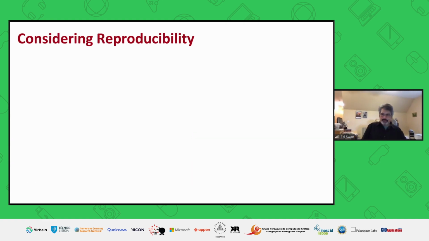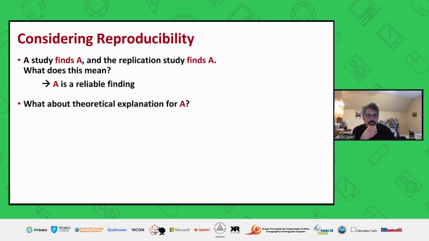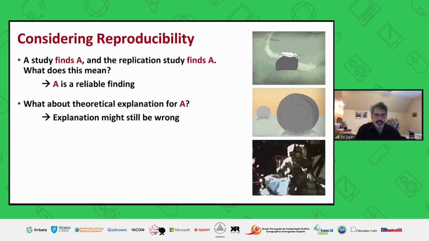So a study finds A, the replication finds A. What does this mean? So we successfully replicate something. What does that mean? It means that A is reliable. It means we can repeatedly find it. But what about the theoretical explanation for A? That explanation might still be wrong. So this is another moral of this story.